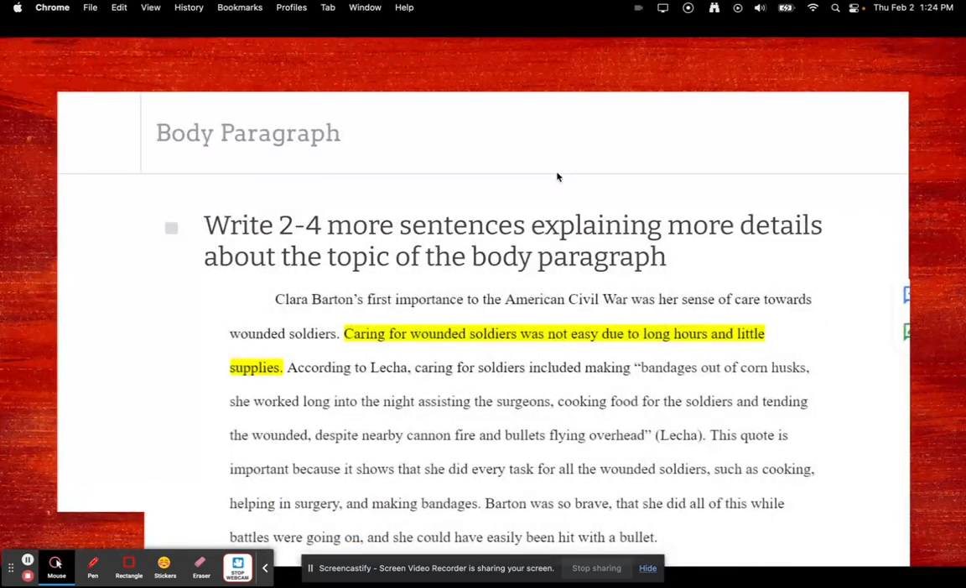Then after that, you are going to write 2 to 4 more sentences explaining more details about the topic of the body paragraph. For this example, I only have 1 sentence because I made this for 7th graders, not 11th and 12th graders. I wrote, caring for wounded soldiers was not easy due to long hours and little supplies. Then I would go on to talk more about what her role was like in the American Civil War. Same thing with you, whatever you choose to be your topic: for the first body paragraph, write 2 to 4 more sentences, giving me those nitty gritty details about your topic.